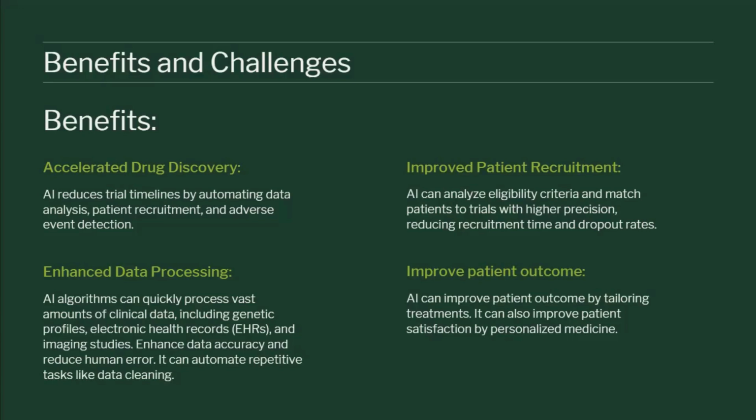Fine. And improved patient recruitment. AI can analyze eligibility criteria and match patients to trials with higher precision. So it will reduce the recruitment time and dropout rates. Dropout rates are also very important, because what happens, suppose we have enrolled around 50 candidates. It's always a tension or stress, like all 50 candidates should complete the trial. Then only we can come up with the real result.